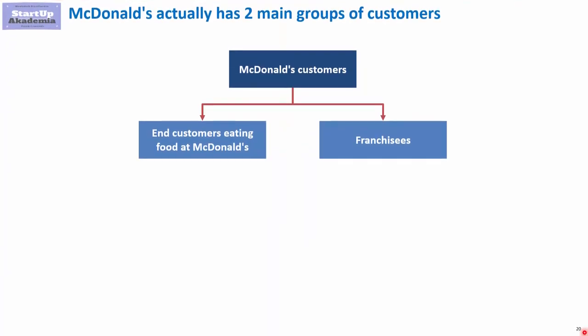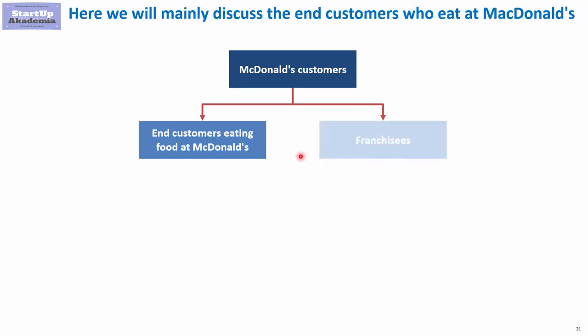McDonald's actually has two main groups of customers. On one hand, we have end customers eating food at McDonald's. On the other hand, we have franchisees. In the latter group, we have entrepreneurs who buy the right to run a McDonald's restaurant. Since there are two separate groups, we should actually create two business model canvas. However, in this lecture, we will mainly discuss the end customers who eat at McDonald's.